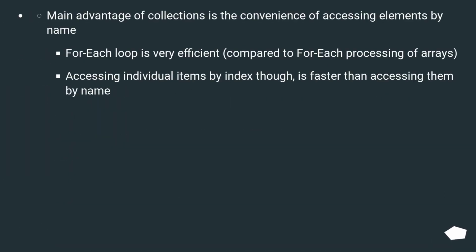The main advantage of collections is the convenience of accessing elements by name. For Each loop is very efficient, compared to For Each processing of arrays. Accessing individual items by index though, is faster than accessing them by name.